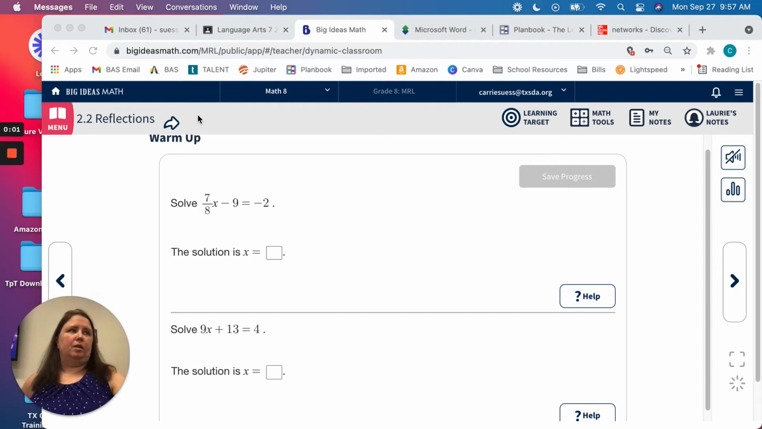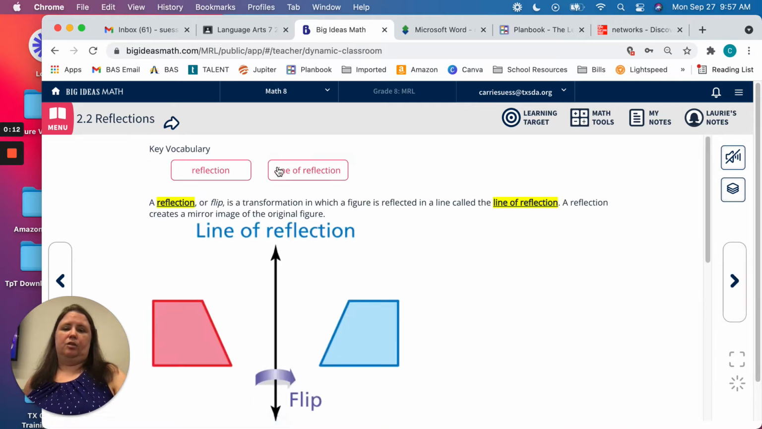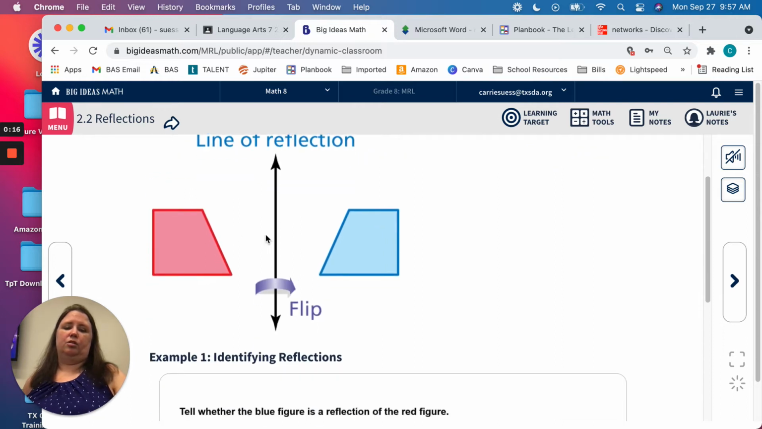Yeah, 8th grade, we're doing lesson 2.2 today. Make sure that's the warm-up you're working on. Once you have finished the warm-up, click next twice, and you have 2 vocab words. I would sketch this line of reflection in your journals, so that way you have a good description.